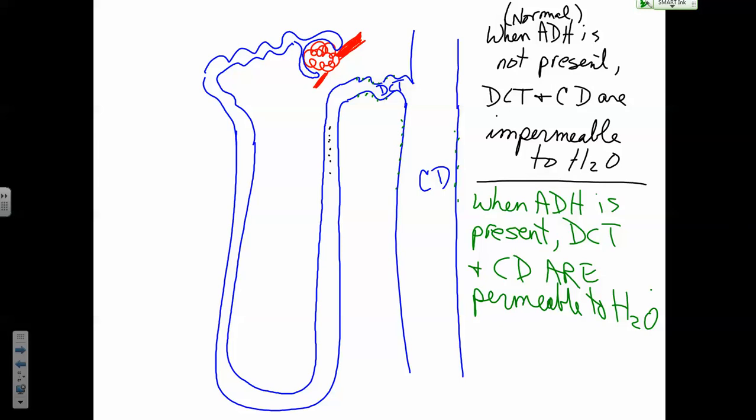Does that make sense? Okay, now that's it. You're thinking, man, she has spent a long time on that. That makes sense. And if ADH is not present, the distal convoluted tubule and collecting duct will not reabsorb water. If ADH is present, those two areas will reabsorb water.